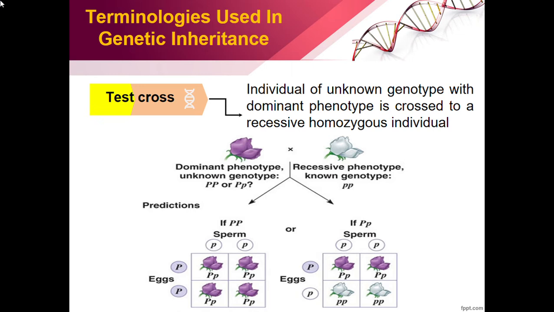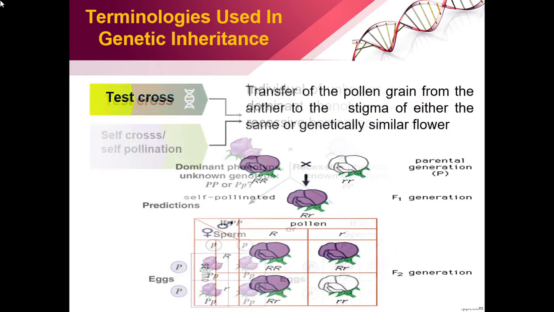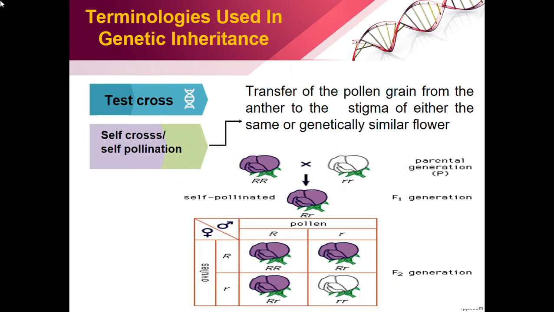If one of the parents is homozygous dominant, capital P, all the possible offspring should have the dominant phenotype, which is purple flower. If one of the parents is heterozygous, capital P small p, the possible phenotype is 50% purple flower and 50% white flower. Self-cross or self-pollination. Self-cross is the transfer of the pollen grain from the anther to the stigma of either the same or genetically similar flower.